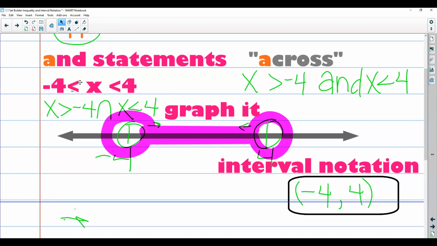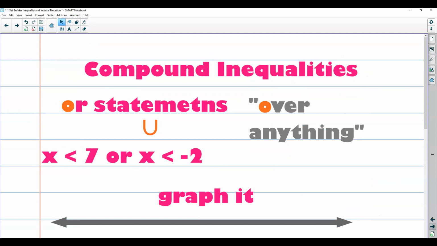So that's an and. Here's an or. An or can be anything. Anything that you shaded is part of the problem. It doesn't have to overlap. Anything that can be it, that's going to be part of what we want.